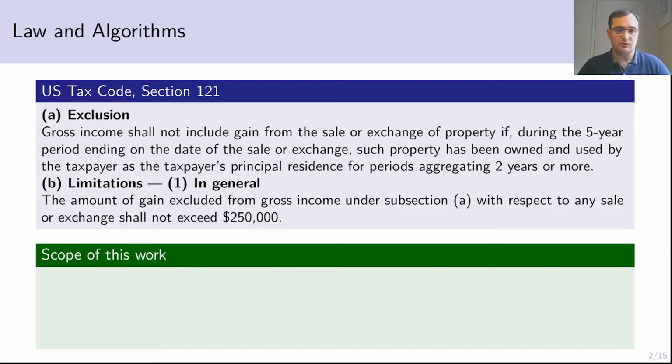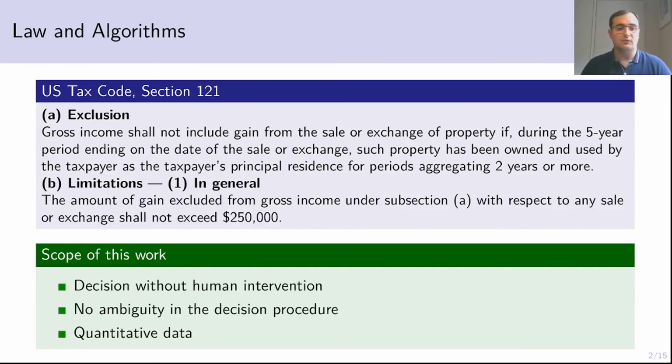This example showcases what we're going to try and formalize, which are decision procedures that are specified by legislative text, and those procedures should run completely without any human intervention. We're not going to try and formalize what the judge would do. There shall be no ambiguity, which is a hard criterion since law is all about ambiguities, but we'll find a way. And the decision procedure should talk about quantitative data, which we can observe and make computations on.